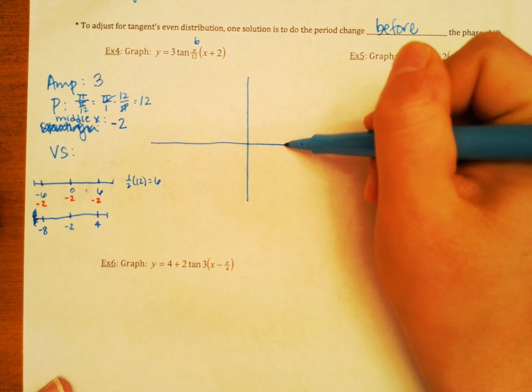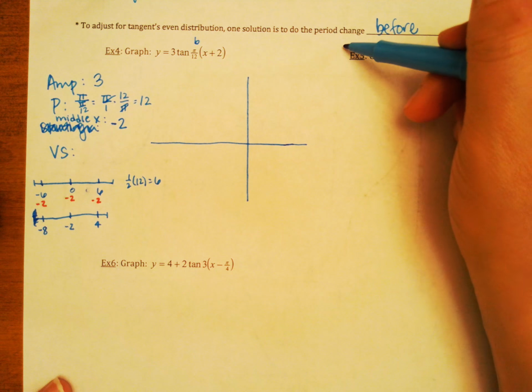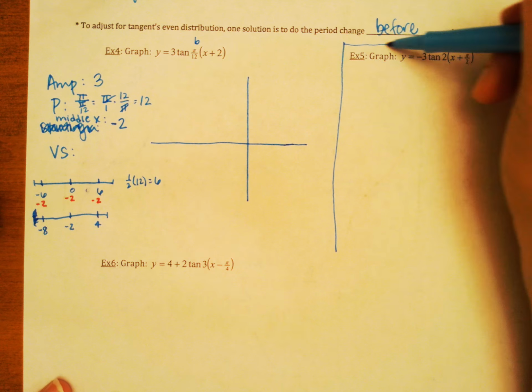I'm going to run out of room. Maybe we'll skip this example and just do this one. This will be like extra practice. If you want to do example 5, you can do that for extra practice because this video is already getting too long.